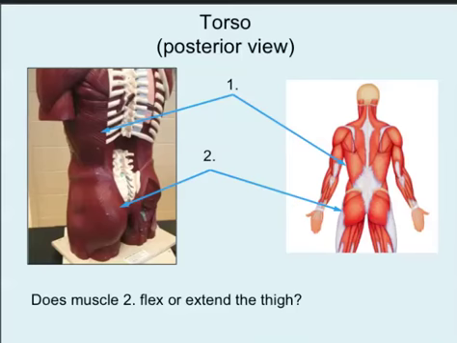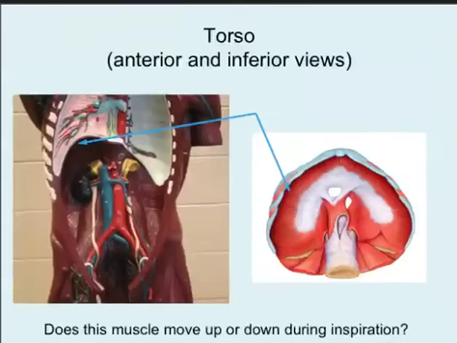Muscle number one is the latissimus dorsi, and it's involved in moving the arm. Okay. Next view. This muscle here.